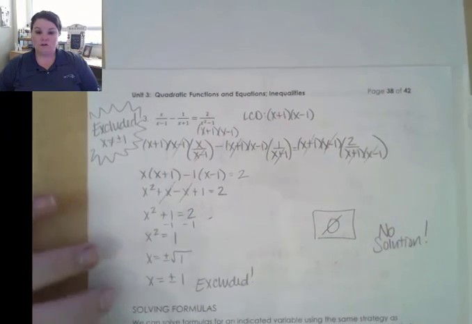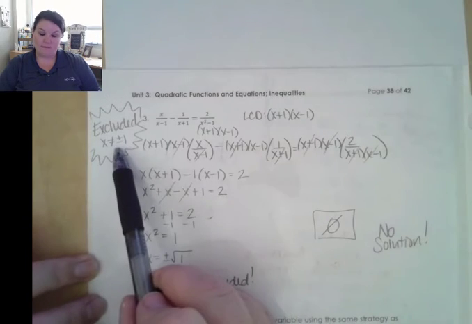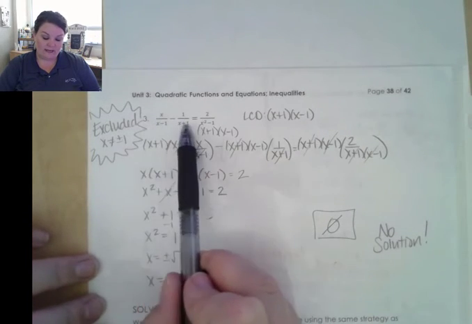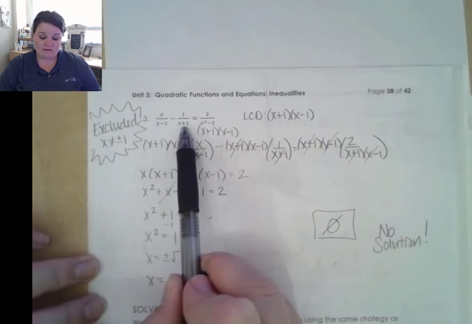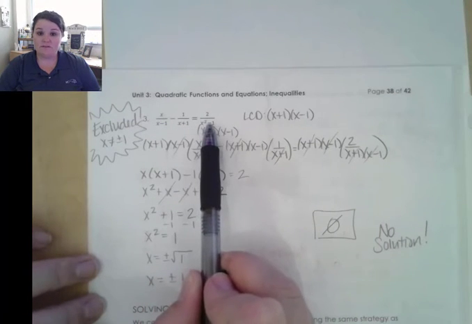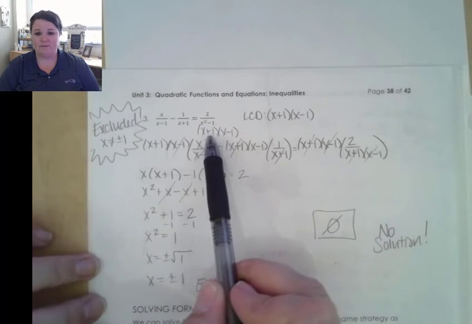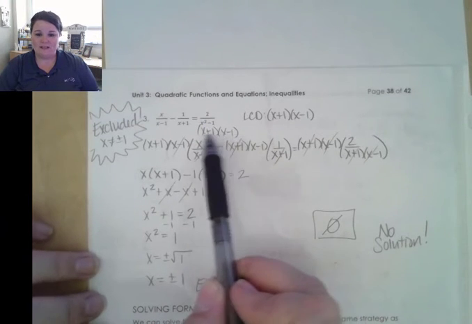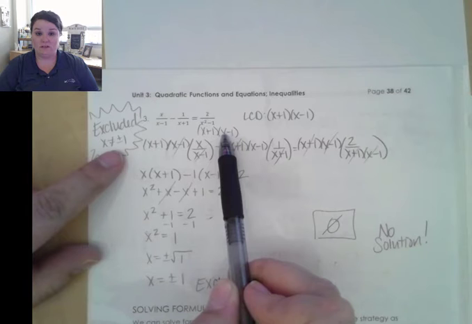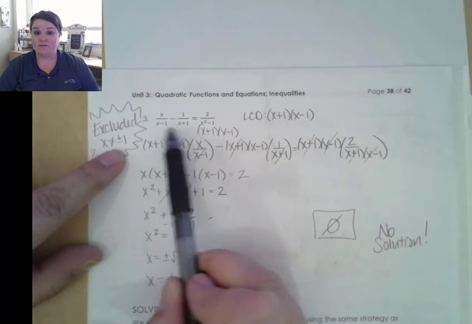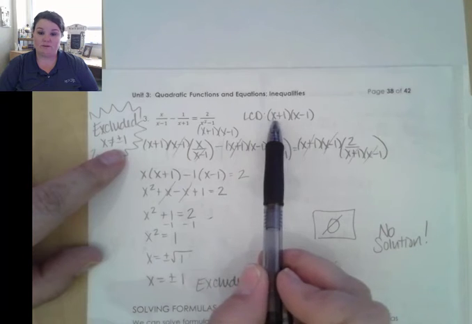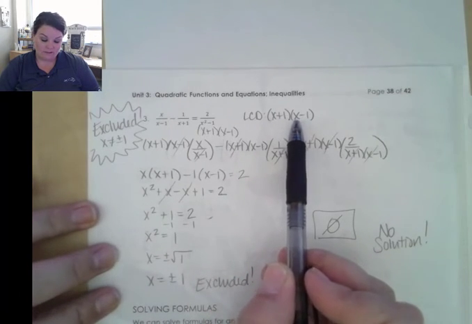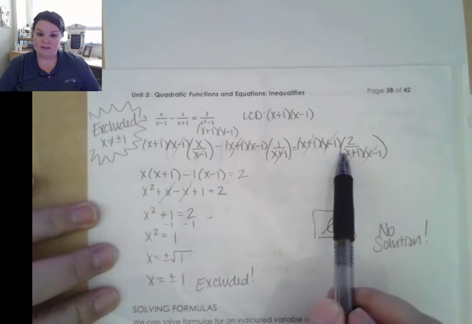So on this third one, I can see easily that my excluded values should be 1 and negative 1, just looking at the first two denominators, right? And then the third denominator is a difference of squares that factors into x plus 1 and x minus 1. So that's not going to give me any additional excluded values than the ones that I got from the first two, right? My least common denominator should be x plus 1, x minus 1. So I multiply all three terms by that.